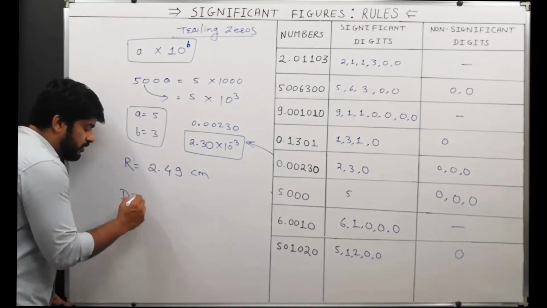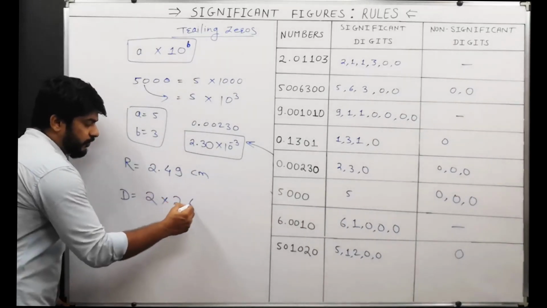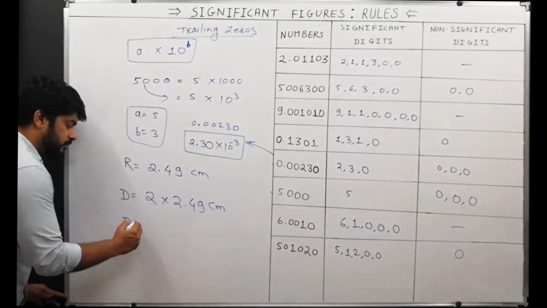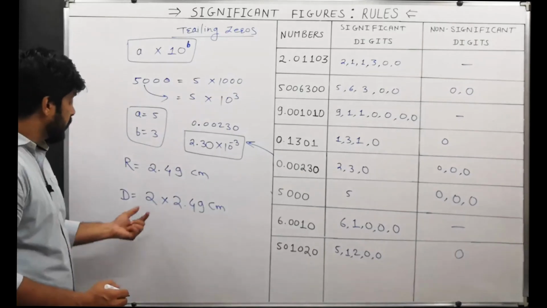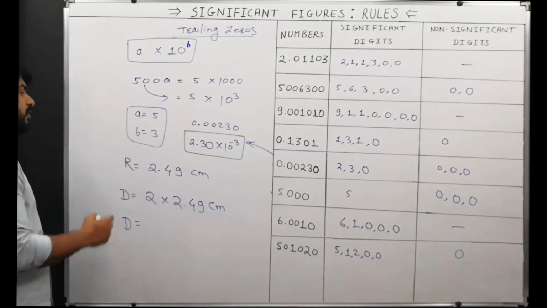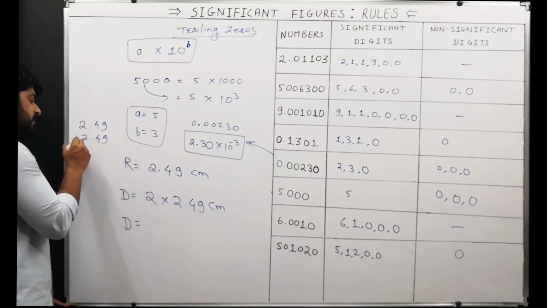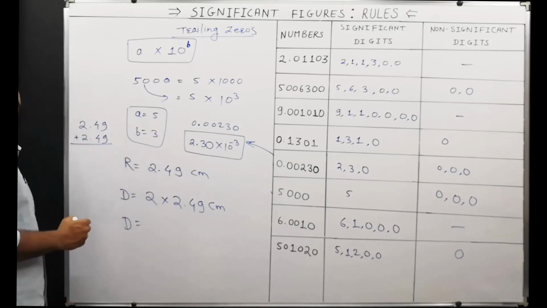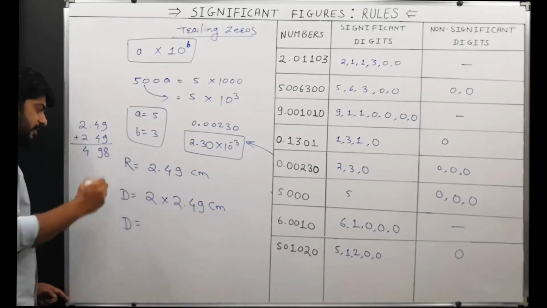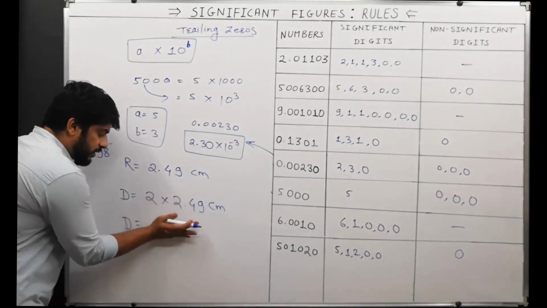Now how would you find the diameter? It's 2 times radius, right? The radius is 2.49 centimeter, so the diameter would be 2.49 into 2, that is 2.49 plus 2.49, twice. It would be 4.98. That should be the actual value.